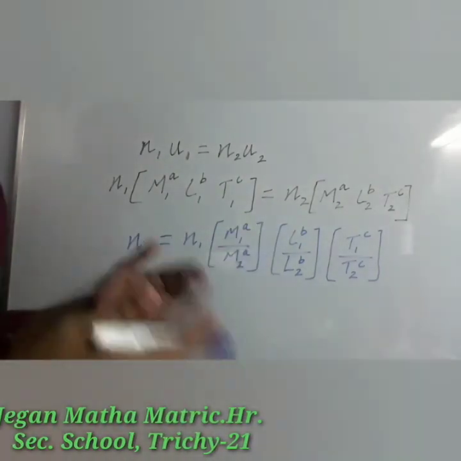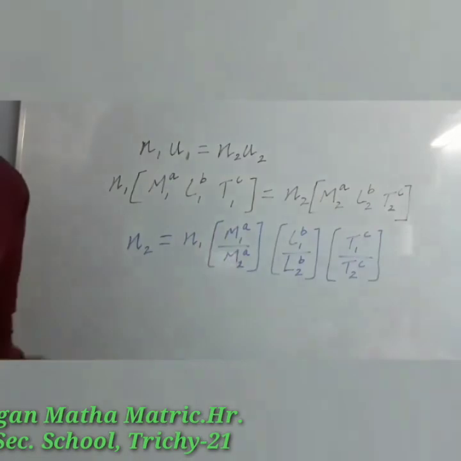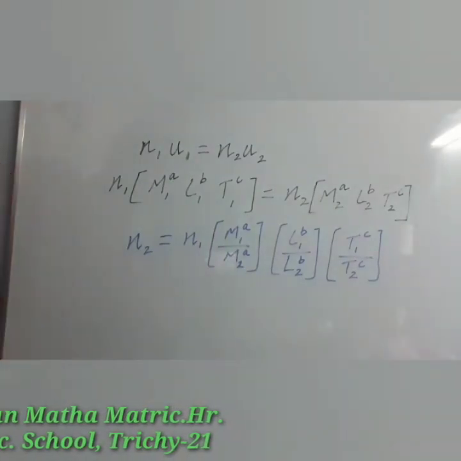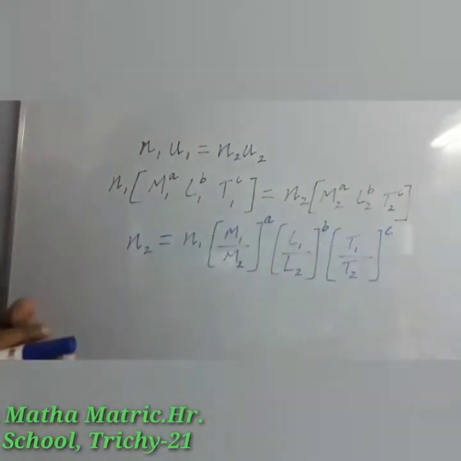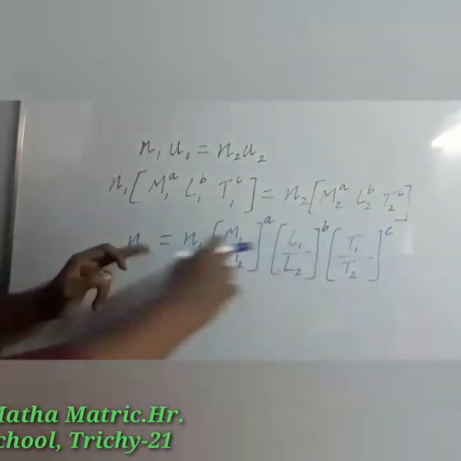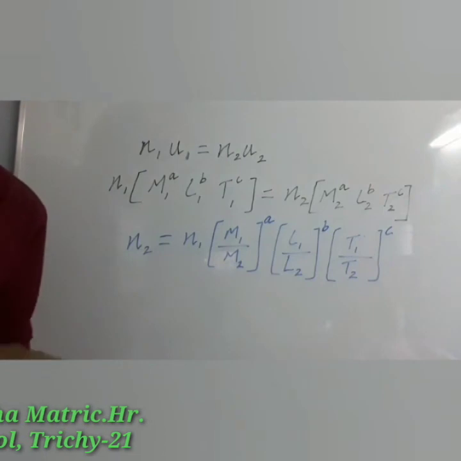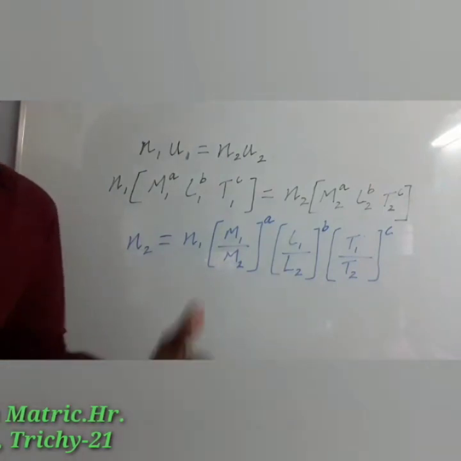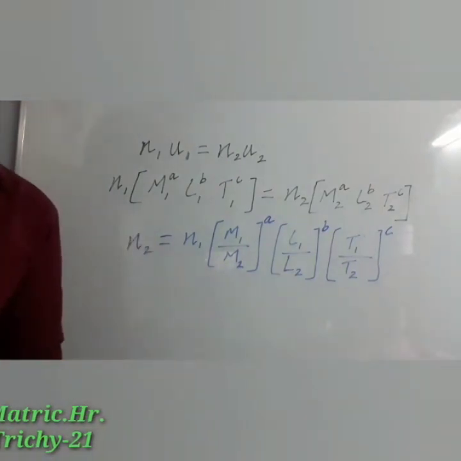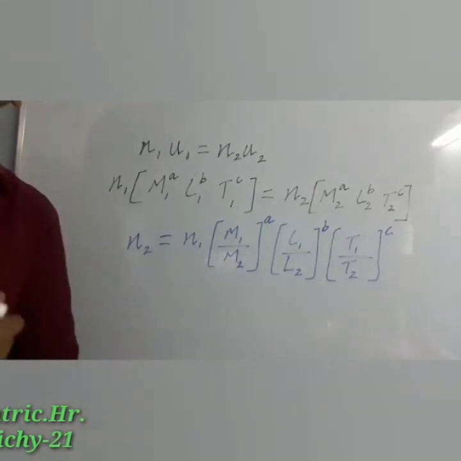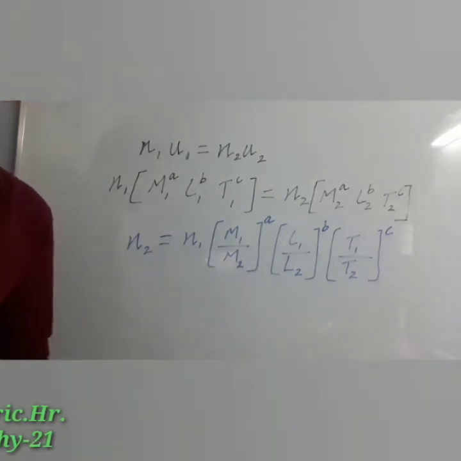So the power values can be the common thing, and this can be written with the power values as common. So we can write like this. Keep this expression in your mind. Using this relation we are going to convert the physical quantity from one system of unit to another system of unit. Using this expression we are going to solve example 1.12.